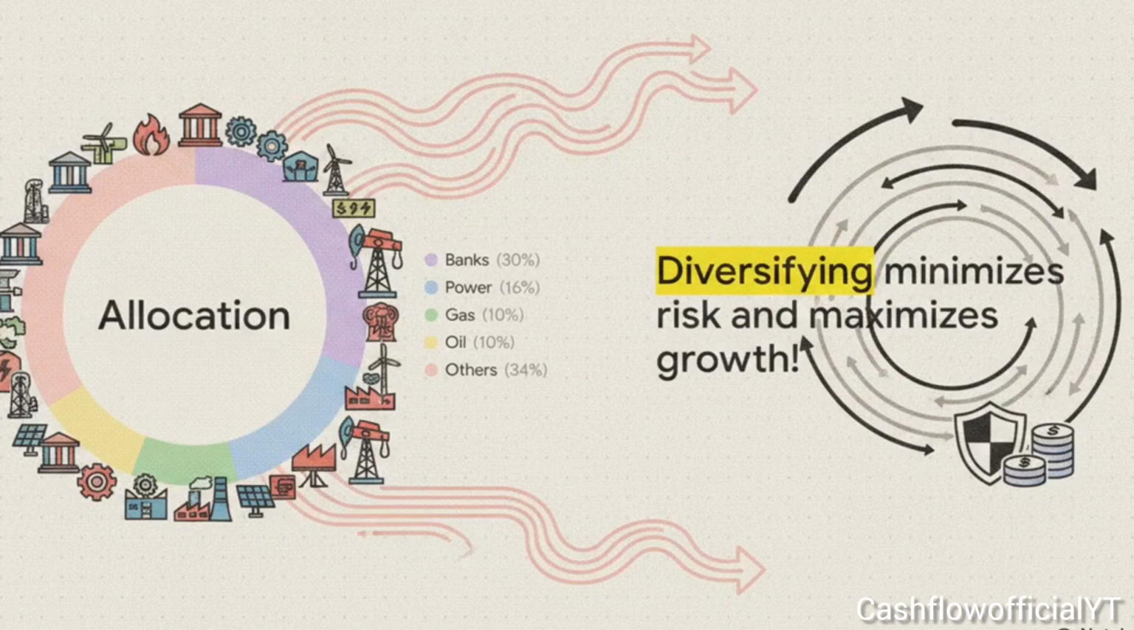And this is exactly where diversification protects you. Take this real-world allocation from an Aditya Birla mutual fund, for example. Your 5,000 rupees doesn't just get dumped into one volatile stock. It's sliced up, 30% in banking, 16% in power, 10% in gas, and so on. So one single monthly payment is instantly diversified, minimizing your risk while absolutely maximizing your growth potential.